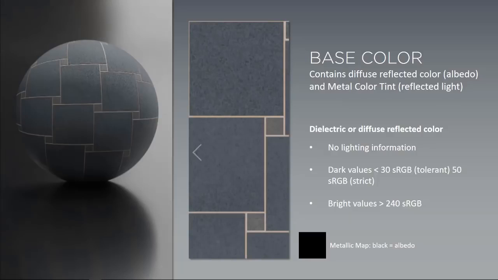So that takes care of the dark ranges. You don't want values to be too dark, and the same goes for the bright ranges. You don't want values to be too bright either. We don't want to go above 240. If I'm looking at snow, I think, oh, it's snow, it must be white. Well, it's not actually white. It's not pure white. So we want to have those types of guidelines in our mind when we're authoring our base color.